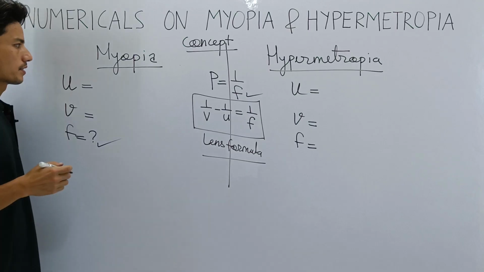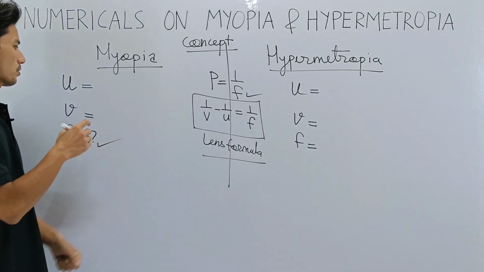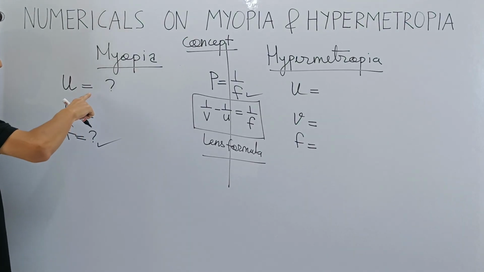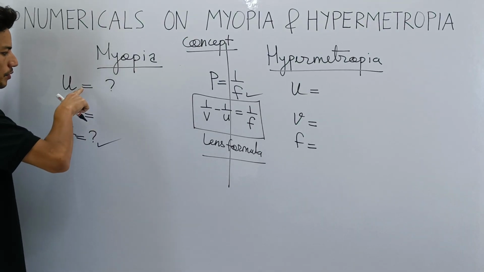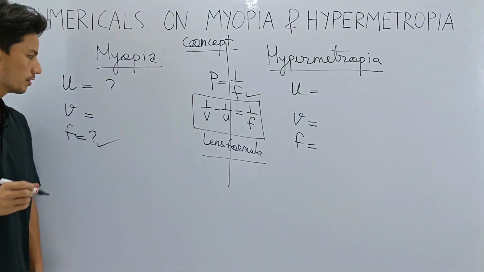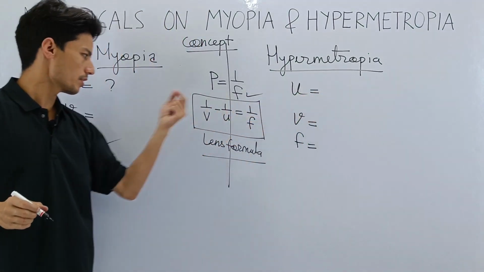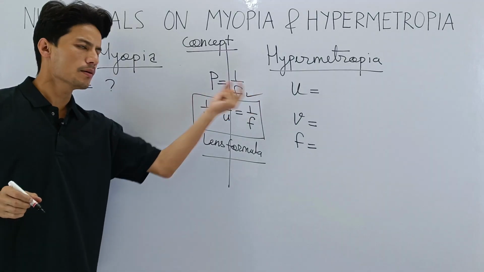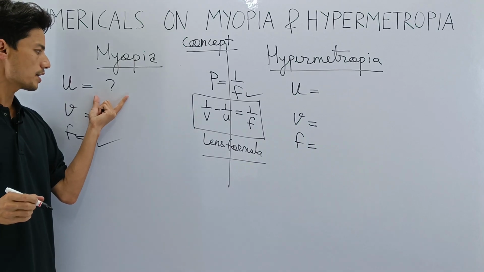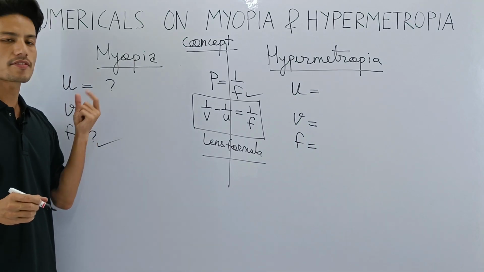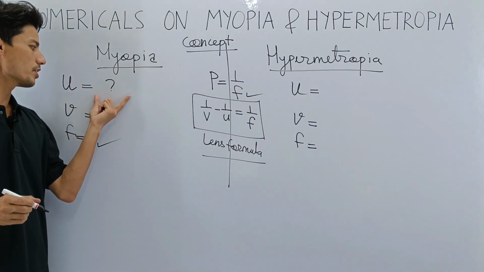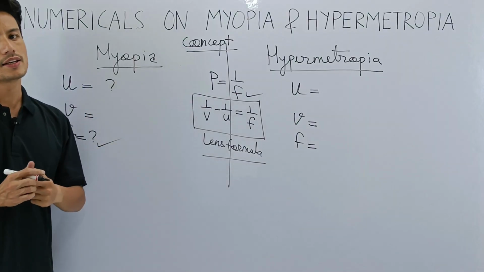Let's start with myopia first. So let us find out what u will be. We have to find u for both myopia and hypermetropia. These two will not be given in the question. If they give them in the question, well and good, but mostly they don't. So these have to be derived by us.